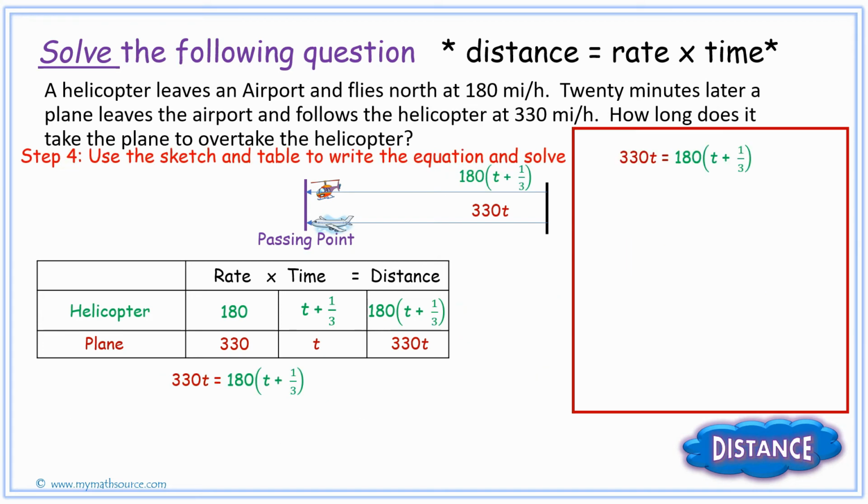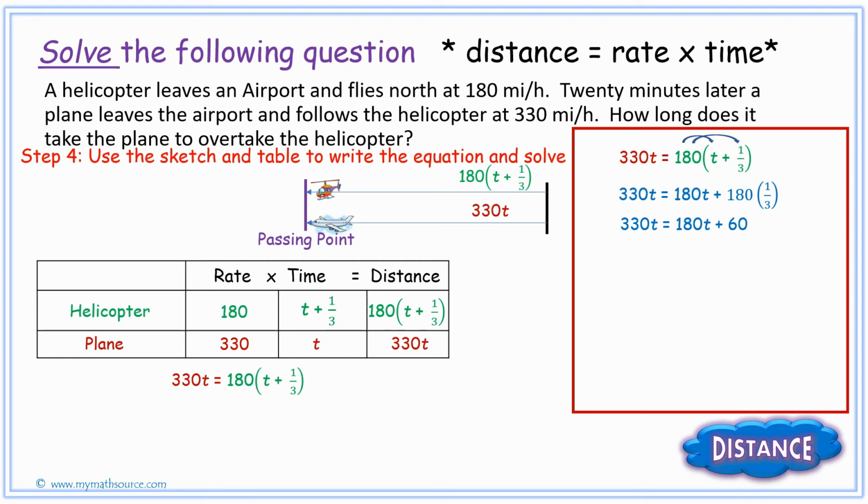Making some more room, we're going to solve using our order of operations. In order to do this correctly, we need to distribute that 180 into that expression, making sure that every term in the expression gets multiplied. So 180 times the t and 180 times that 1/3. That gives us another, smoother expression: the 180 multiplied by the t plus also the fraction. Now 180 times a third is the same as 180 divided by 3, and that gives us 60.